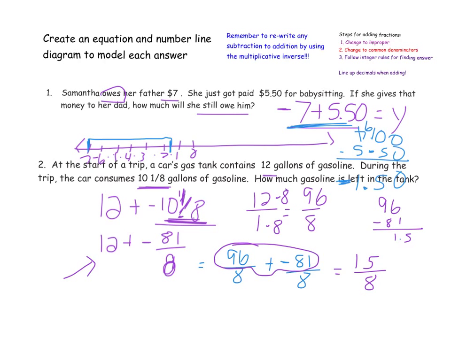And then there are more positives, so if these two went to battle, 81 of these negatives would take out 81 of the positives, but we would still have 15 positives left over. So that means my answer is 15 eighths, or if we put it into a mixed number, 1 7/8 positive.